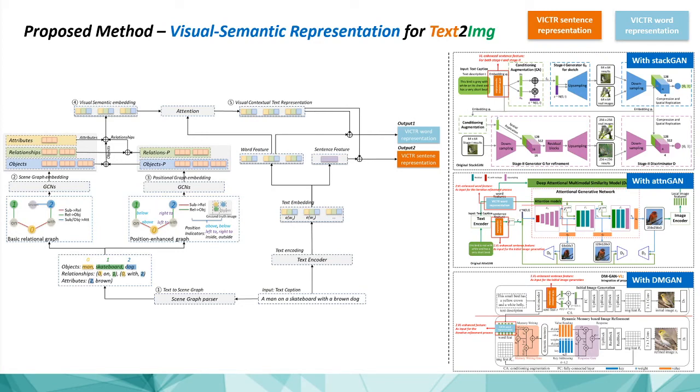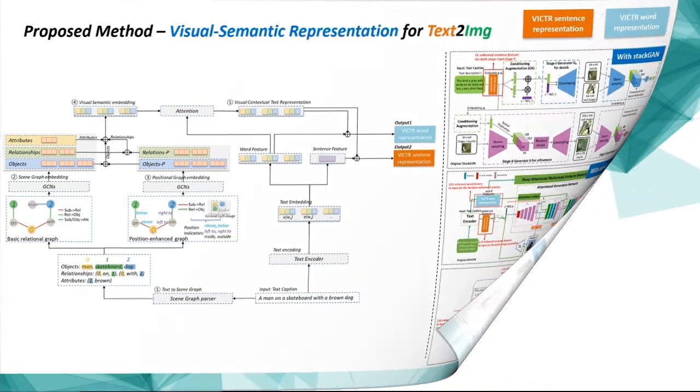The three text-to-image generation SOTA models, StackGAN, AttnGAN, and DMGAN, were selected as baselines. We replaced their original text representation with our proposed VICTR and compared with them based on the generated images.